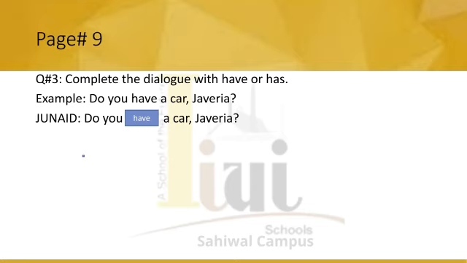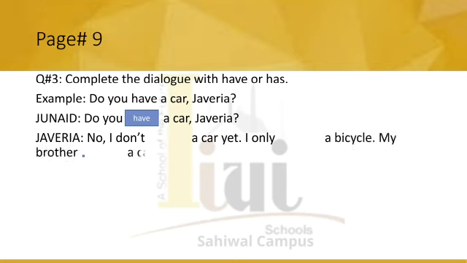Javeria: no, I do not have a car yet. I is a plural subject. What can we write over here? Yes, students, it's have. I only have a bicycle. Again I, so again we write over here have. My brother has a car. Brother is a singular subject, so what can we write over here? Think about it. Yes, we will write here has.